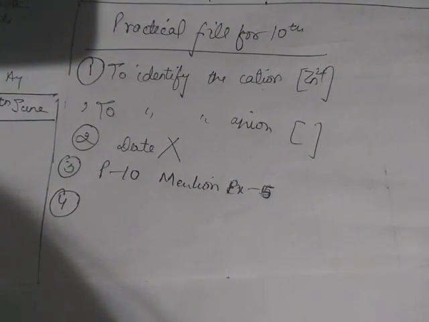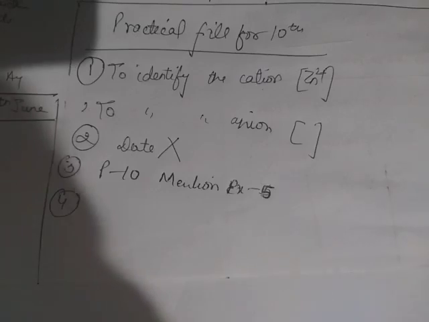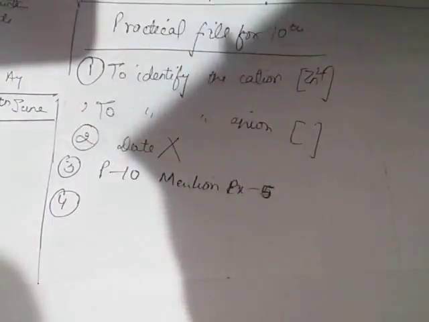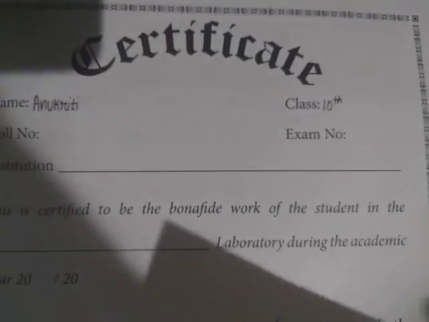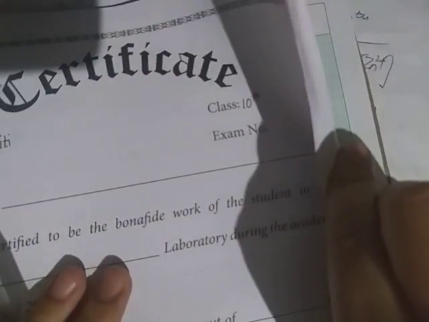Apart from this, this is the content, how you are going to make your practical file. Now next thing is how you are going to cover your practical file. Your practical file should be covered with brown paper, this brown paper. Most importantly, just take a 30-40 rupee practical file, not more than that. See, this is the thickness of this practical file.